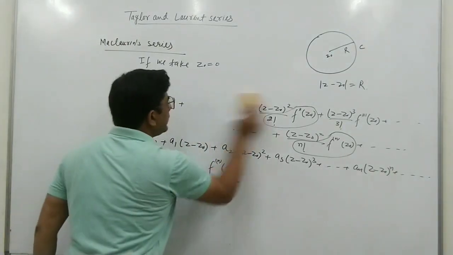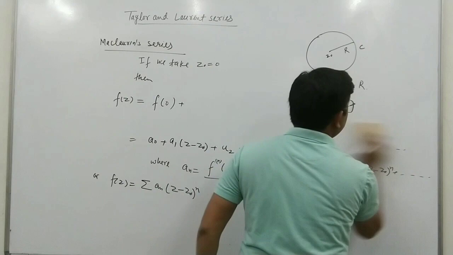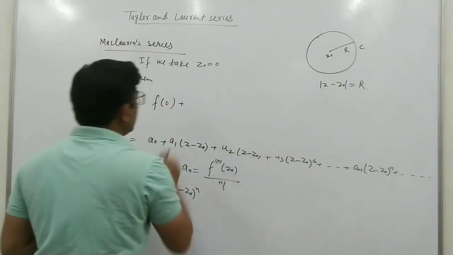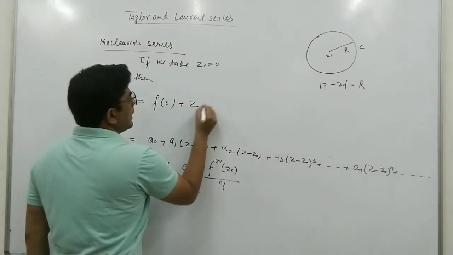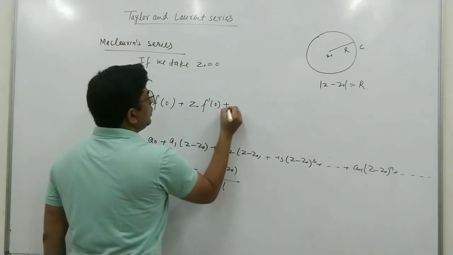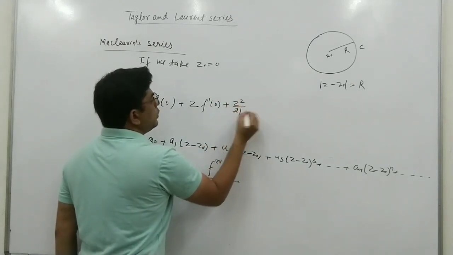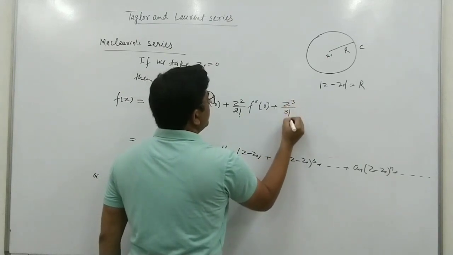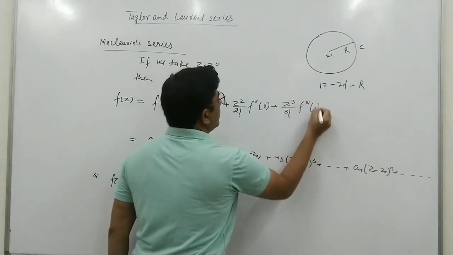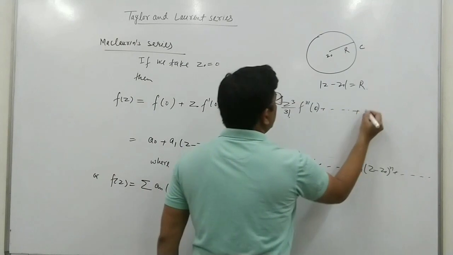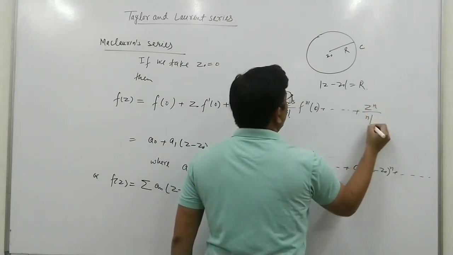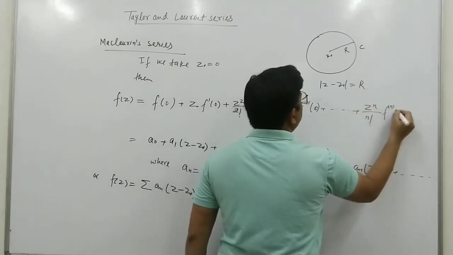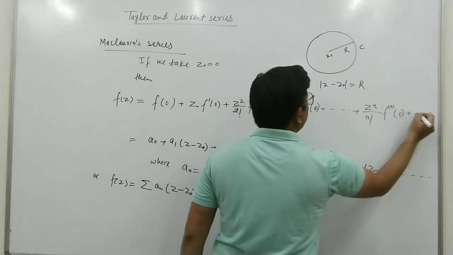Okay, so we can write in this form that f(0) plus z f'(0) plus z squared upon 2 factorial f''(0) plus z cubed upon 3 factorial f'''(0), and so on, plus z raised to power n upon n factorial times the nth derivative at 0, and so on.